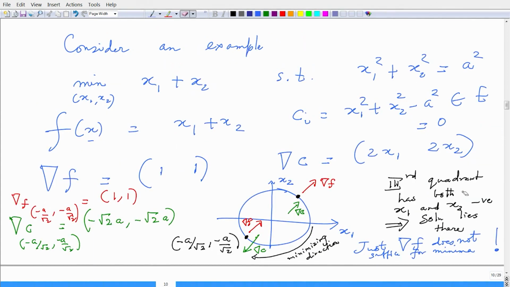Now, let us consider an example here that can help us understand the problem.